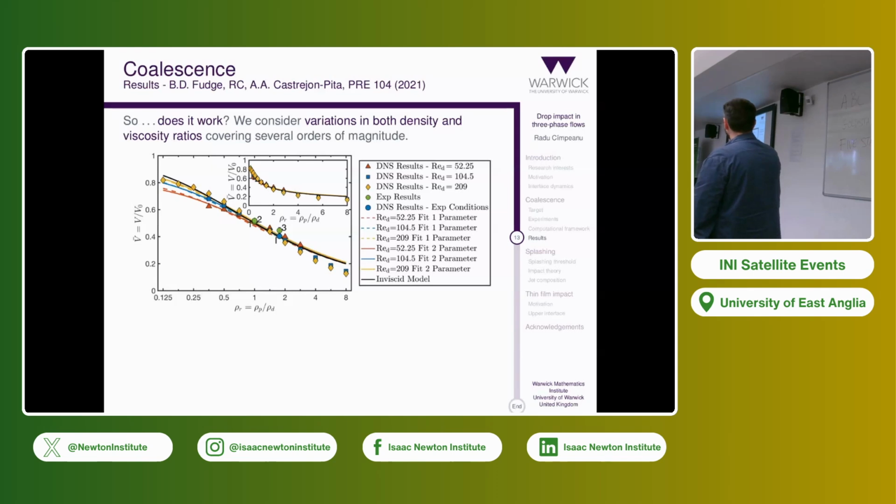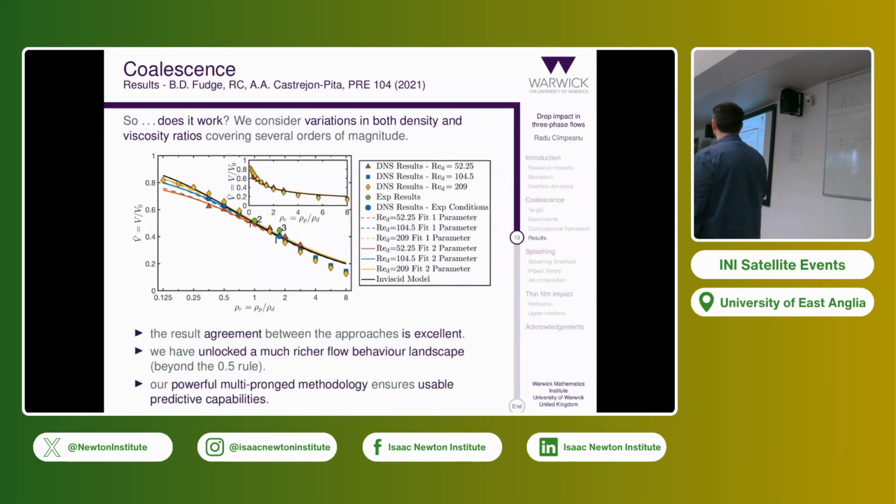Some of the symbols in green are experiments, and many of the other symbols in color are the DNS results. And what you see is that if the density ratio, this is the ratio between the pool and the drop, becomes higher, the velocity of the interface becomes lower because it's more difficult for the droplet to penetrate inside the film, and the converse happens on the other side. But it was interesting to note that the variation happens from about 0.2 to about 0.8, so we've unlocked quite a large number of velocities that were beyond the typical half value.